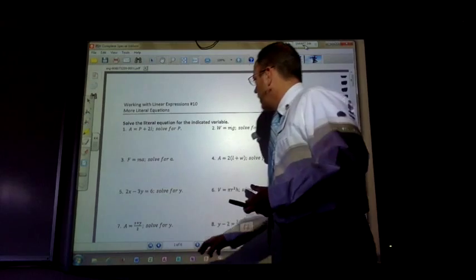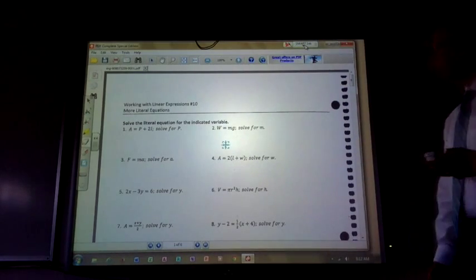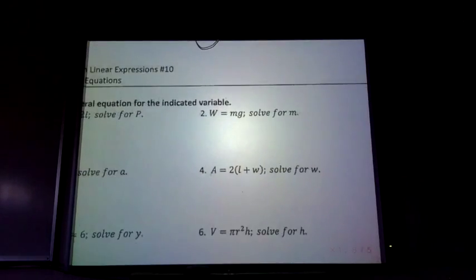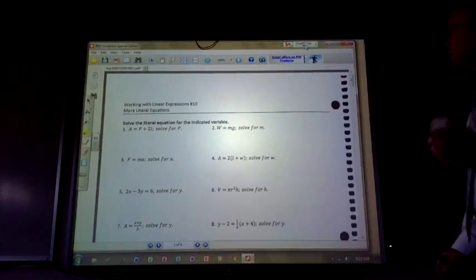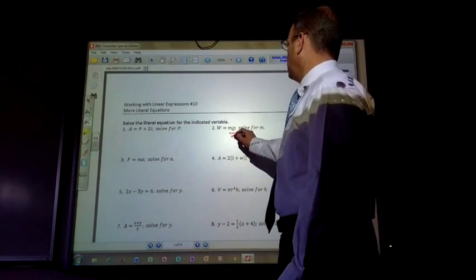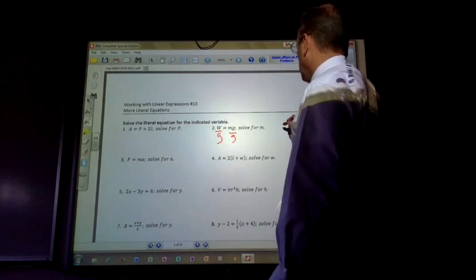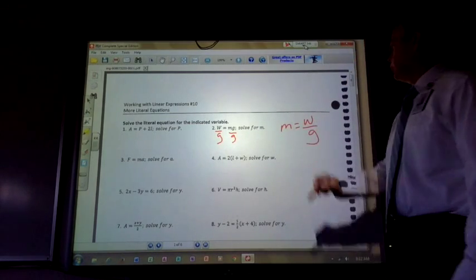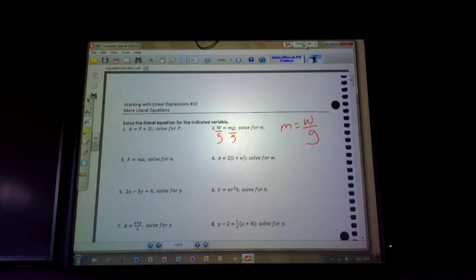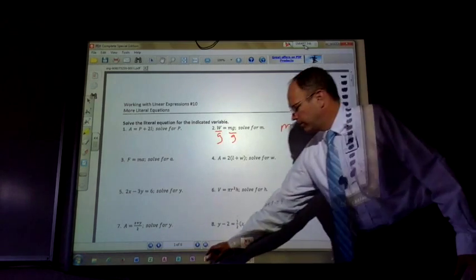All right, let's zoom in on number 2. W is equal to mg. How are m and g being held together right now? Multiplication. How do we undo it, to get m all by itself? Divide each side by g. Good. So if I divide each side by g, I'm going to get m is equal to w over g. We good?